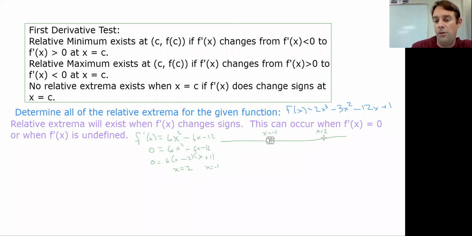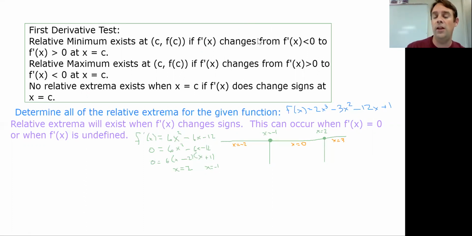I have to test the intervals to see what my derivative values are. I'm going to pick any number less than -1, say -2. I'm going to pick a number between -1 and 2, like 0. Pick a number greater than 2, like 3. And I'm going to determine, is this a negative derivative or a positive derivative? If I plug this number in, will I get a negative value or a positive value?